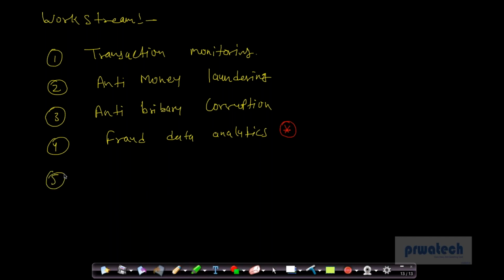And the fifth one. There are 16 to 17 use cases for the banking industry, and I'm writing the popular ones. Fraud data analytics, then we'll take one more: cross-border payments. If any transaction is happening from India, since we're currently in India, let's talk about India. India to cross-border payment. Cross-border means outside the country. When we transact an amount outside the country, it comes under this use case.